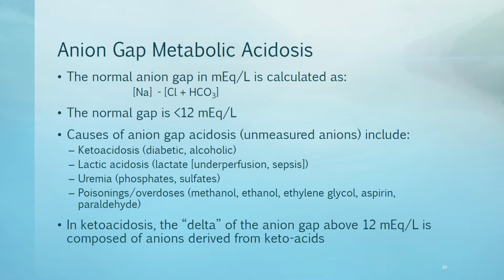So what you want to do is get the sodium level, the chloride, and the bicarb. We add the chloride and the bicarb together and subtract the sodium, and that value gives us the anion gap for the patient. Causes of anion gap acidosis are the ketones, the ketoacidosis, which is diabetic or alcoholic. Then we have lactic acidosis. We have uremia, which is your phosphates and your sulfates. Then poisonings and overdoses can also cause an anion gap. In our case, we're looking at ketoacidosis, and in ketoacidosis the anion gap is above 12.